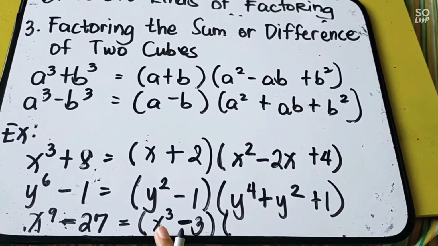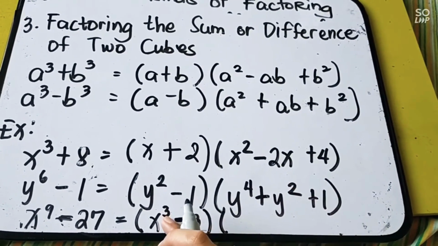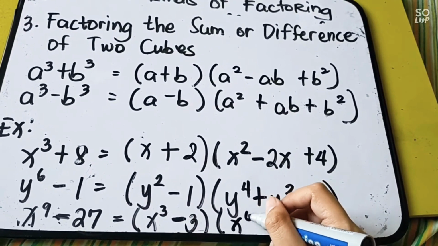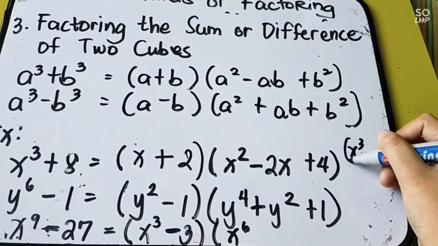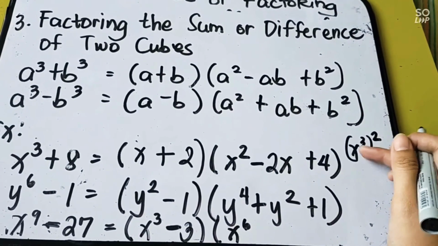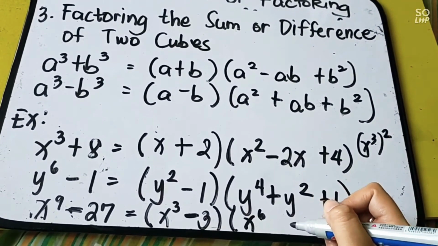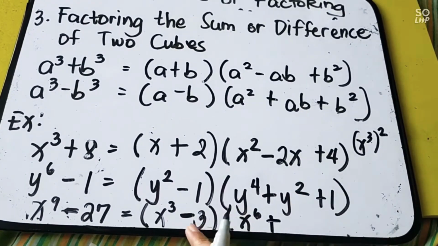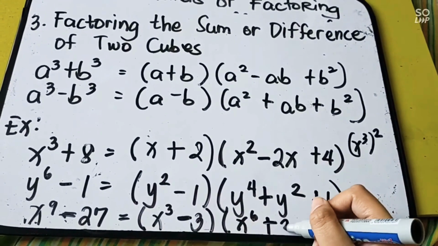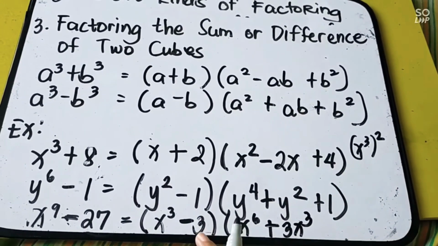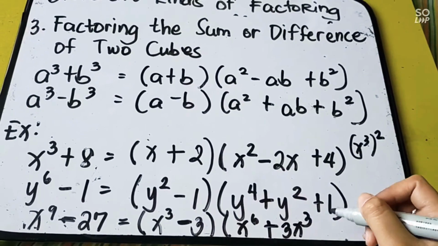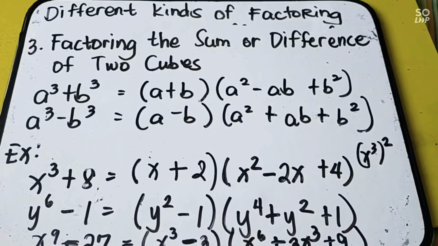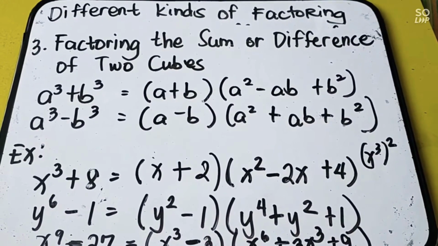Then, square mo to. So, x raised to 3 squared. So, 6 yun. X raised to 6. X cube raised to 2, multiply kapag naka-raise. So, then, we have here minus. So, therefore, we have here plus. Multiply mo to. 3 times x cube, the answer is 3x cube. Next, square mo yung 3. 3 squared, the answer is plus 9. Okay. So, that is factoring of sum or difference of two cubes.